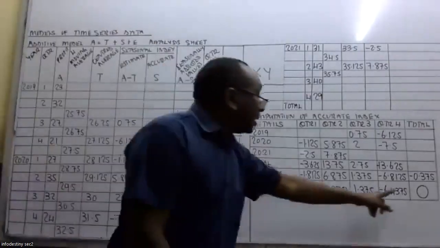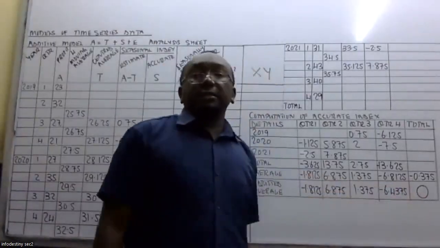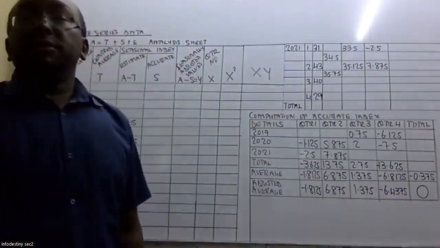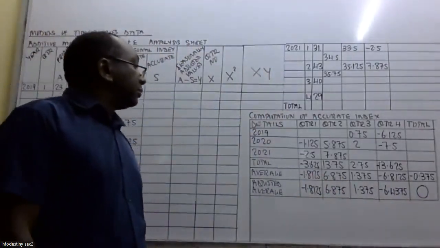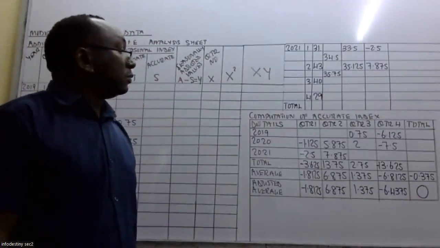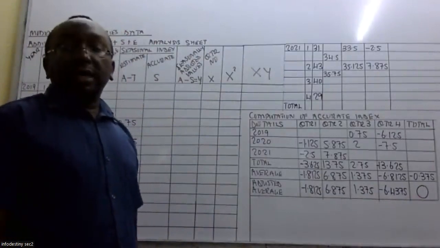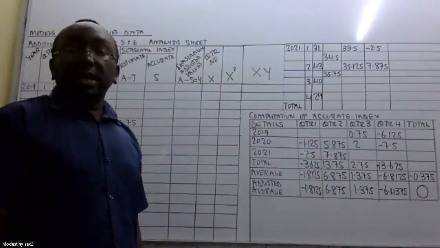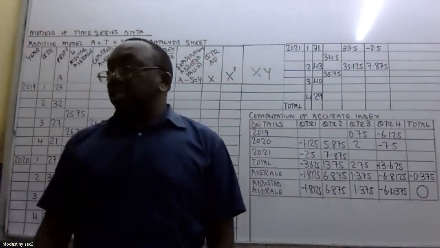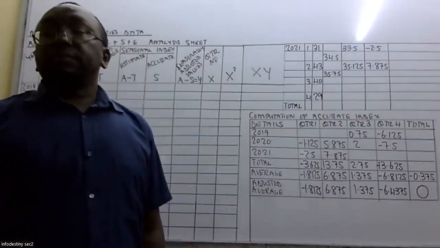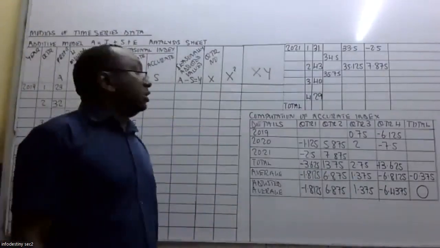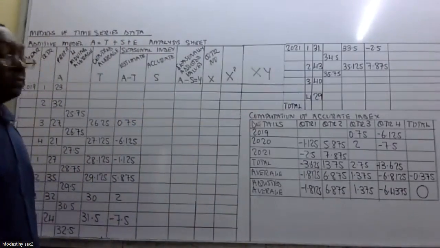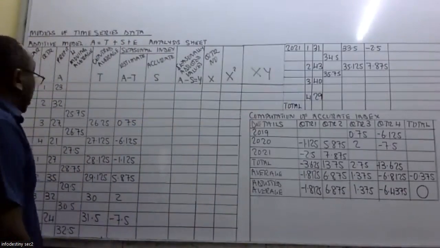If they add exactly to 0, you don't need to adjust. But you rarely get that they are adding to 0. Rarely. Okay, so we are okay with that. Now the next thing is to record these values in this column. This is how it's done.